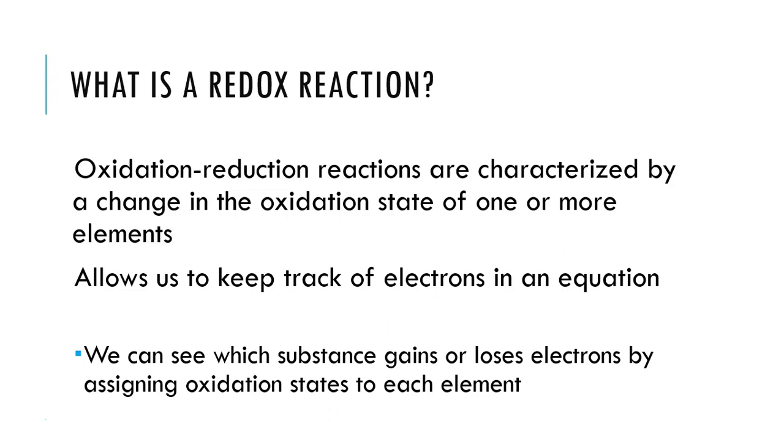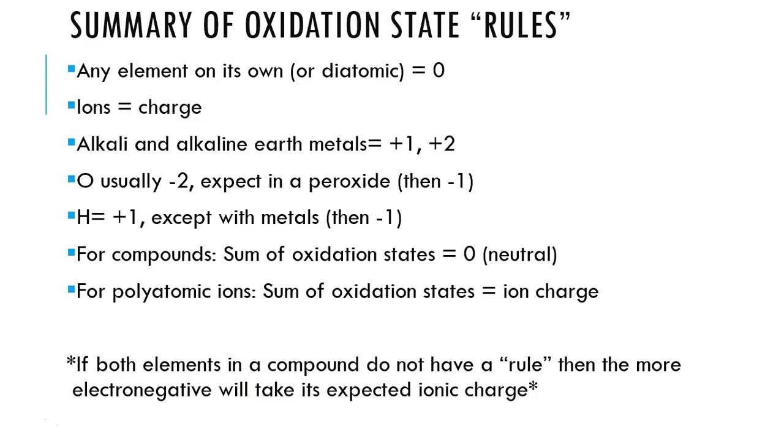So it's really important that we're able to assign oxidation states to each element. Now some atoms will always or almost always have the same oxidation state. So any element that's on its own, including the diatomics, will have an oxidation state of 0. And this is because elements are made up of atoms, and by definition atoms are neutral. Ions, whether they're free ions or ions bound in an ionic bond, will take their expected ionic charge.